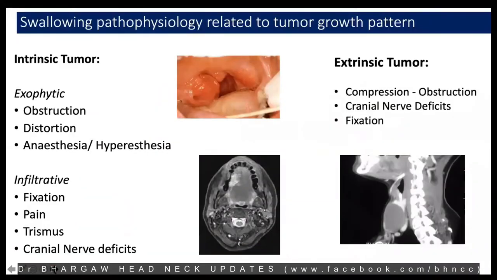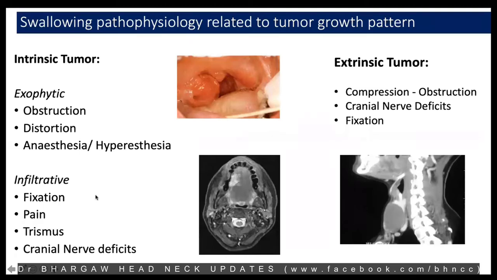So if you classify the type of tumor, it could either be an exophytic tumor or an infiltrative tumor. Now, an exophytic tumor usually ends up proliferating outwards. This would cause some kind of mechanical obstruction to the aerodigestive tract lumen and some amount of paresthesia or anesthetic sensory loss.